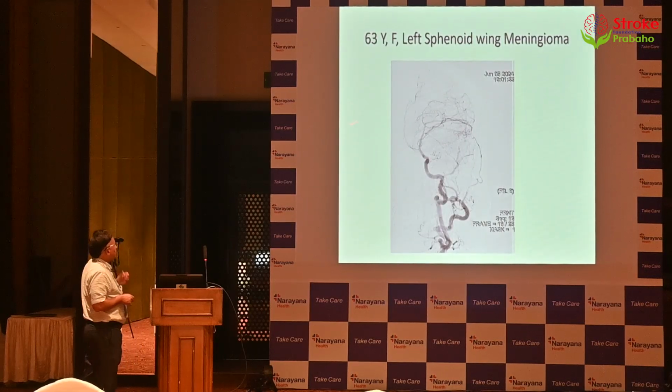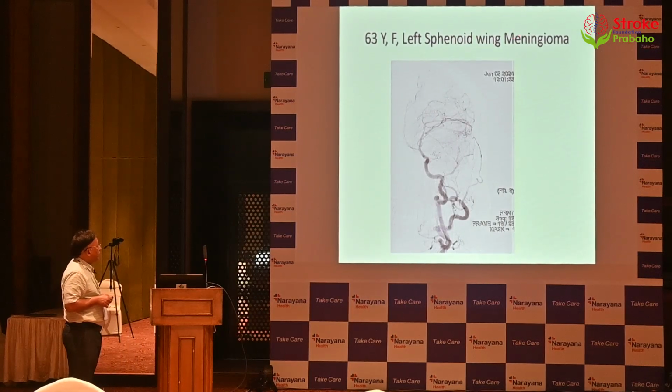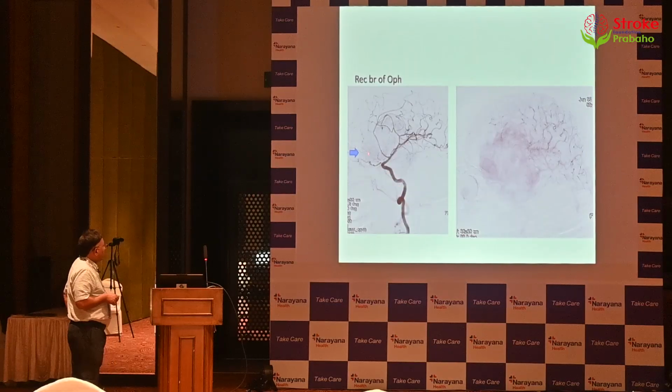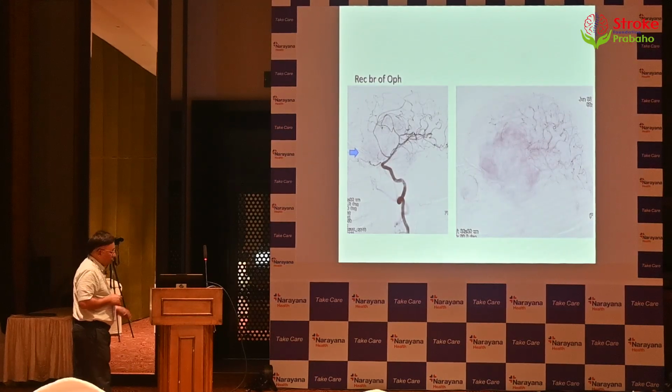So this is one of the cases, a 63-year-old female with left sphenoid wing meningioma. Tumor on the left side, you can see this marked shifting of the middle cerebral artery. There is tenting of the middle cerebral artery, so it is pushed upward. There is shifting of the anterior cerebral artery also. This is the blush, the main supply from the recurrent ophthalmic artery. You can see there is a classical sunburst appearance.